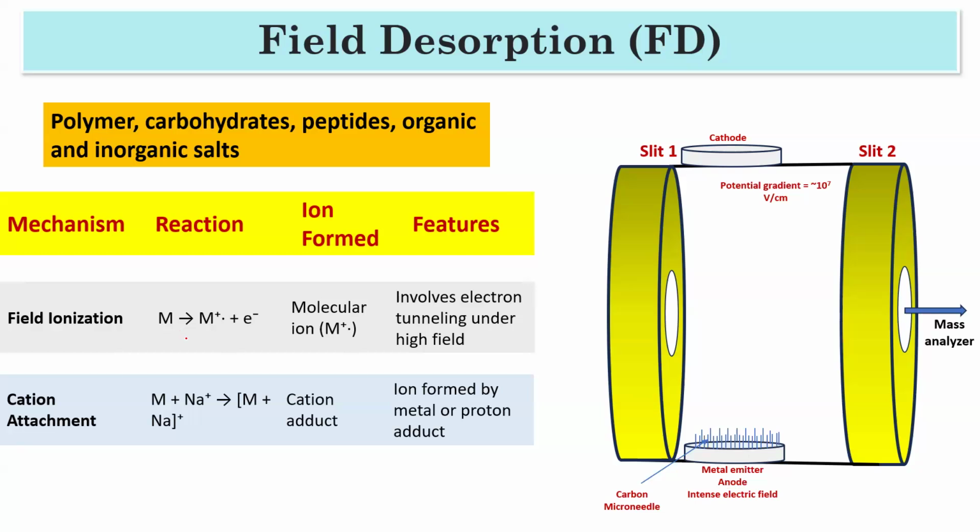So one is simple: one electron will be removed. Another is that sometimes we can get the sodium adduct, just like I talked about previously. These sodium ions may come from some sodium impurity on the plate, or if some salt is there in your material, then you can get this kind of adduct. Okay, so you should know what kind of material you are using for your analysis.